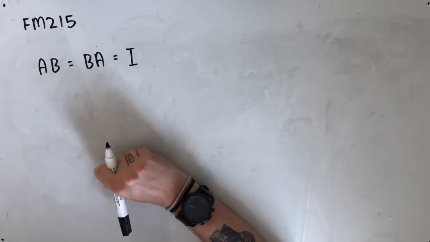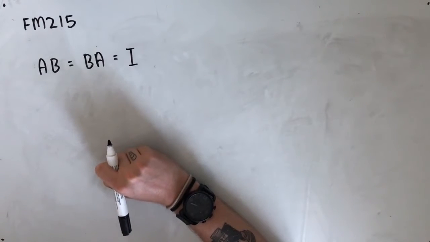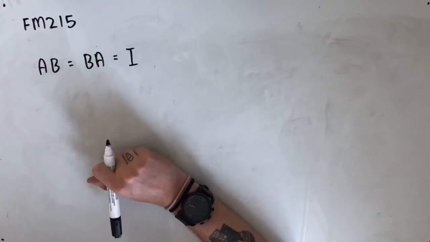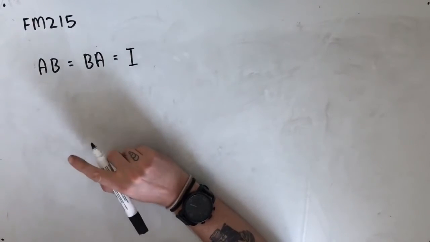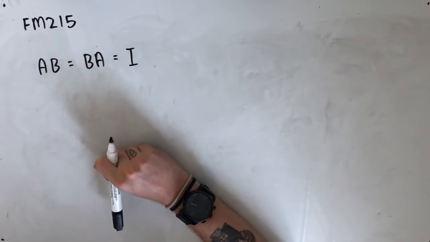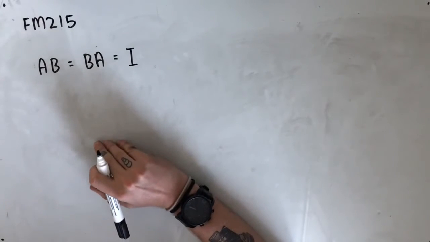This question reads, A and B are square matrices such that AB is equal to BA, which is equal to I, where I is an identity matrix. Which of the following statements is true? And then we're given 5 different options to choose from. So we're going to work through the 5 of these and see which one is correct.